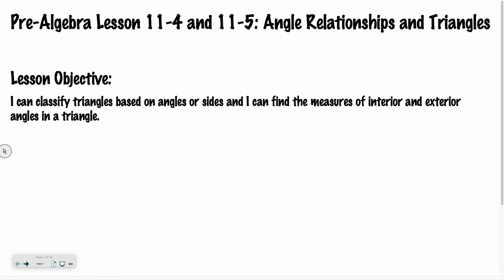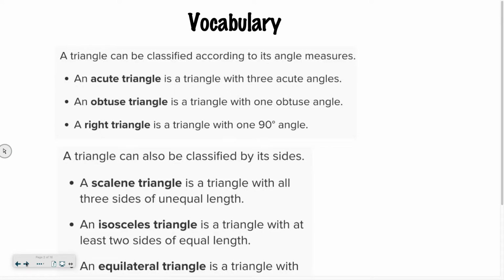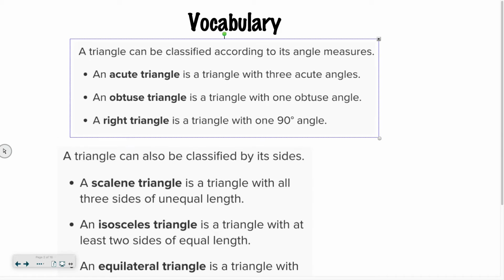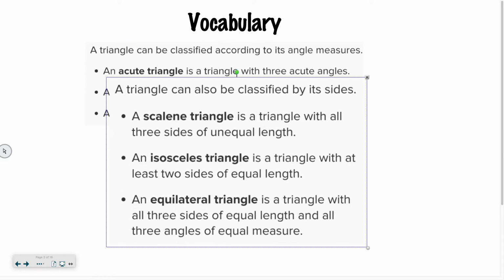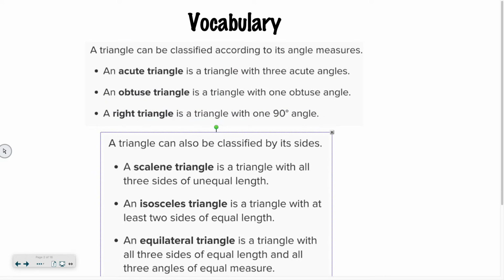Okay, so by the end of this lesson you should be able to classify triangles based on angles or sides, and you should be able to find the measures of interior and exterior angles in a triangle. Okay, so first I have just some vocab for you. I'm going to make this just a little bit smaller so it all fits on one screen for you guys.